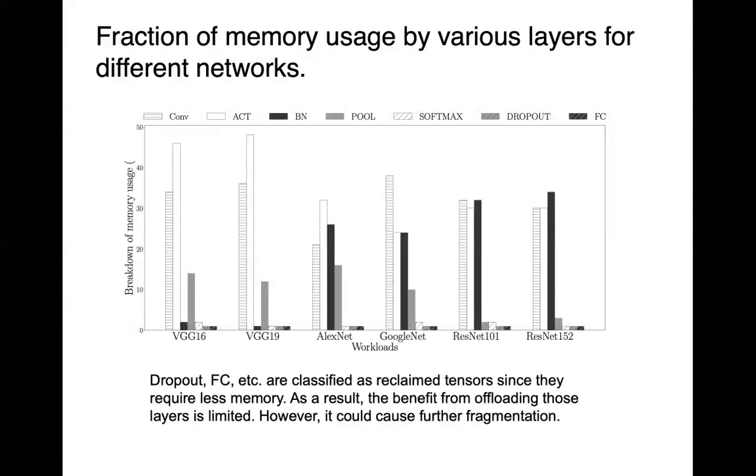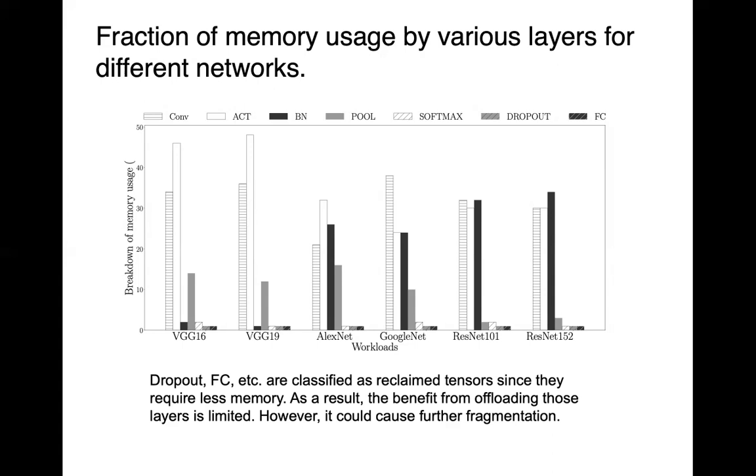This figure demonstrates the fraction of memory usage by various layers for different networks. We can learn that the memory usage of convolution layers, activation and pooling layers, and batch normalizations can account for more than 90% of total usage. However, it is not fruitful to offload dropouts, softmax, and fully connected layers because they require less than 1% of the total memory.